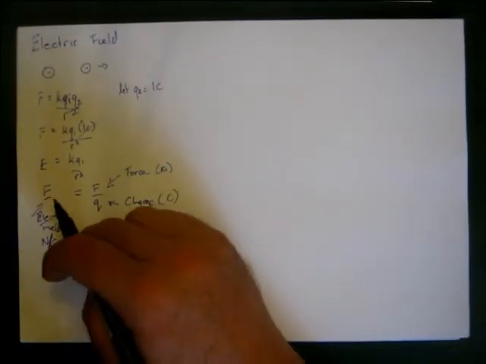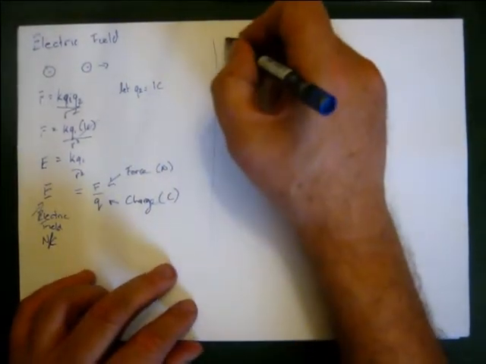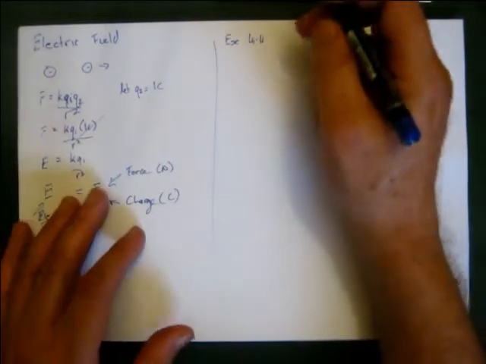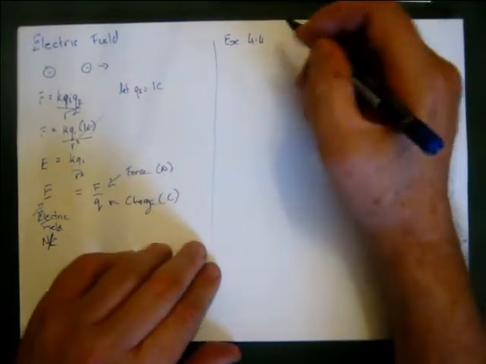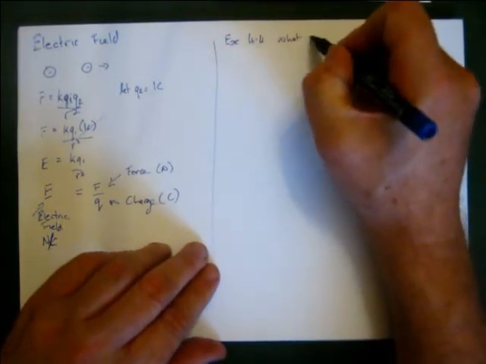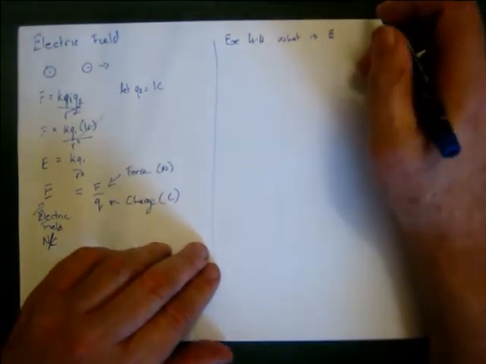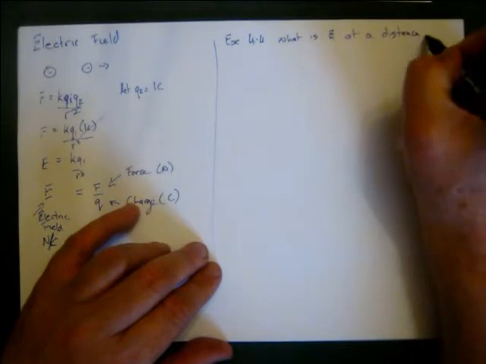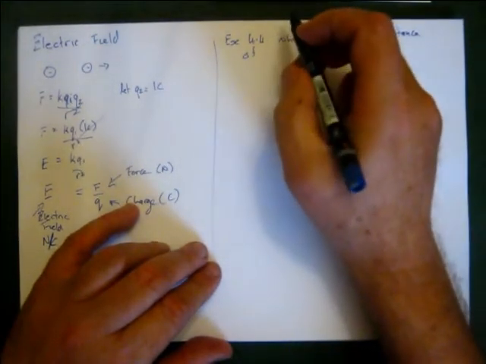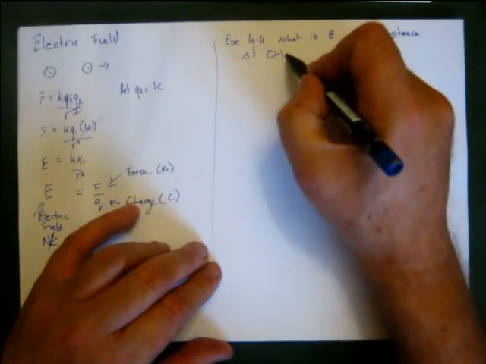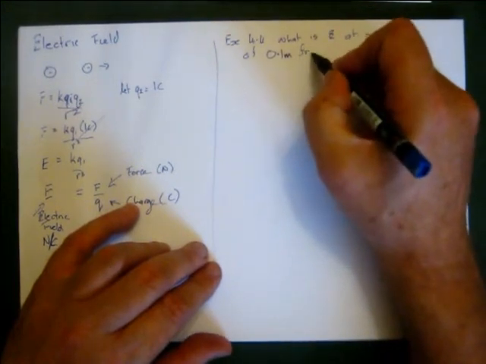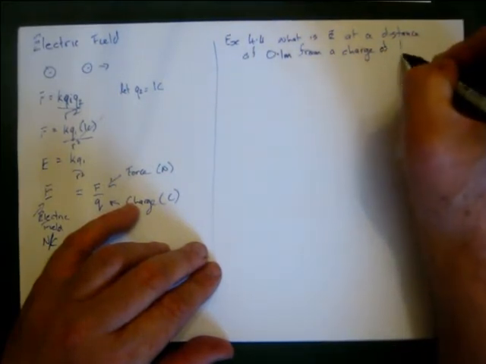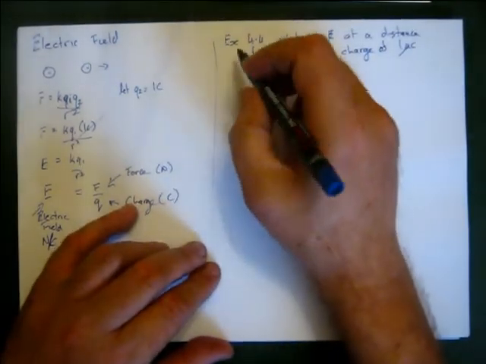So let's try this. Let's do exercise 4.4. Remember, if you want to try these yourself, feel free to pause. What is the electric field at a distance of 0.1 meters from a charge of 1 microcoulomb? So, draw a picture.